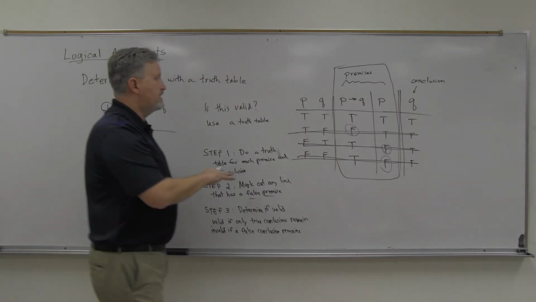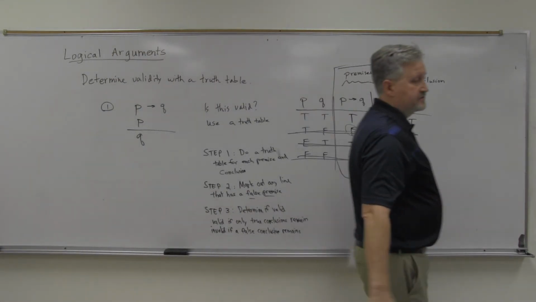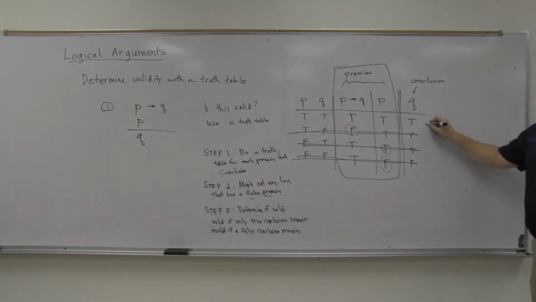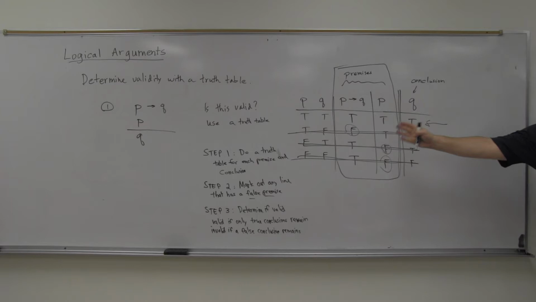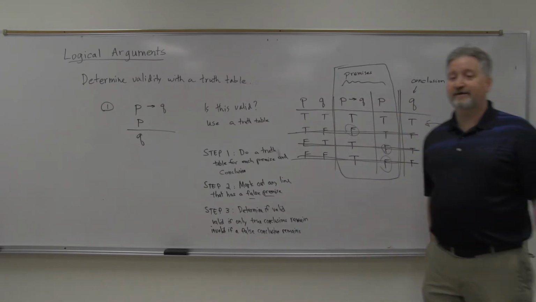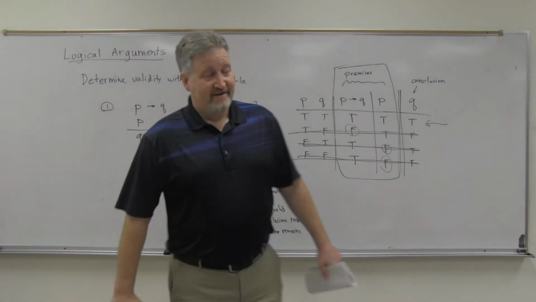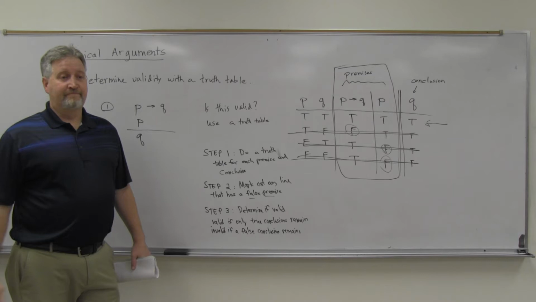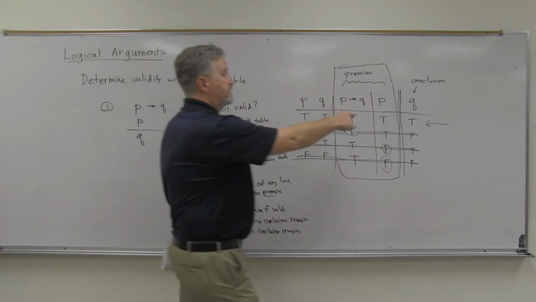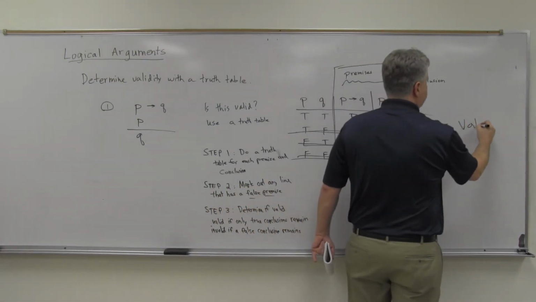So, step 3, I'm looking at what's left in the conclusions. I had some false conclusions, but I marked them out because of the false premises. The only thing that remains here is a true conclusion. So what do you ascertain by what I just told you there? Is this valid or invalid? It's valid, yeah. Only a true conclusion remains, so this one's valid.